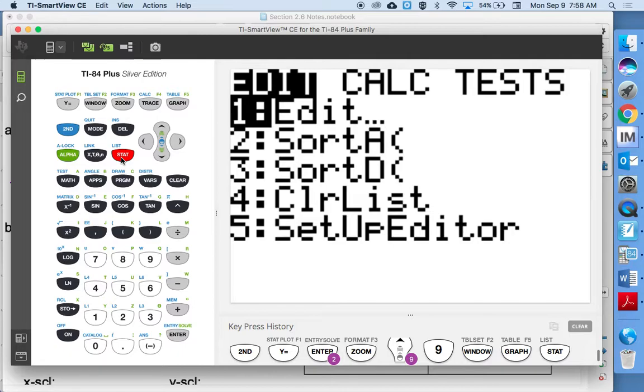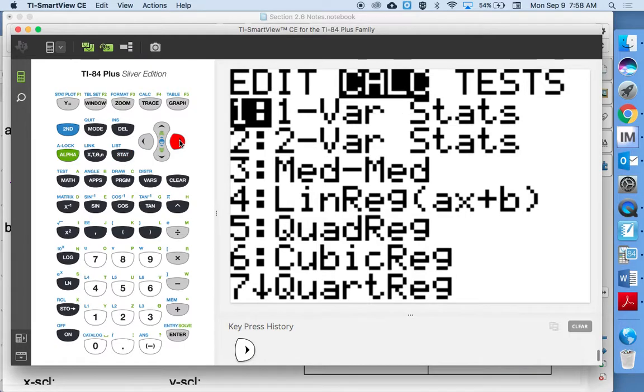And now we're actually calculating something. So the calculator is going to calculate an equation for us. So you need to arrow right to the word calculate. And if you look down in that list, again, there's a lot of things in here. We will use various things throughout the year in the calculator.